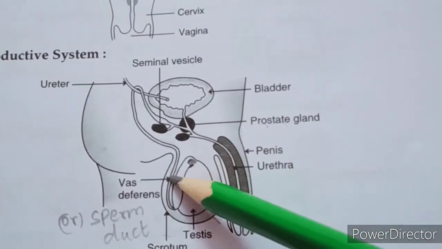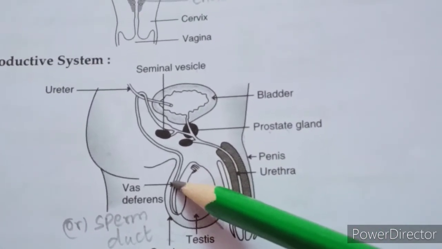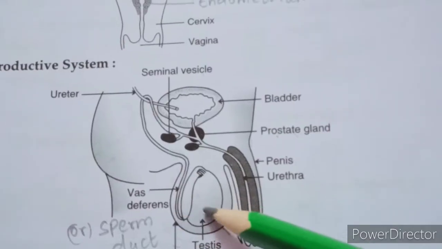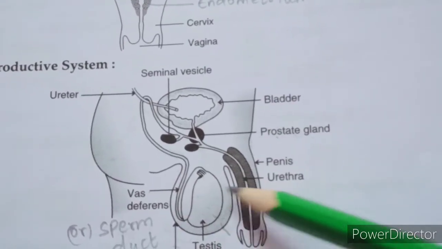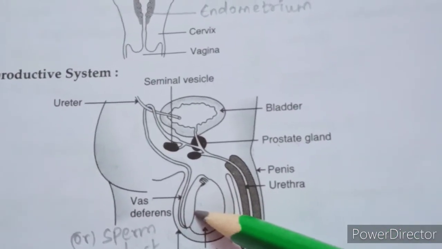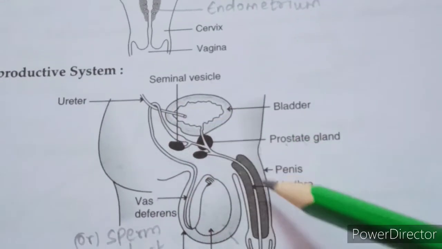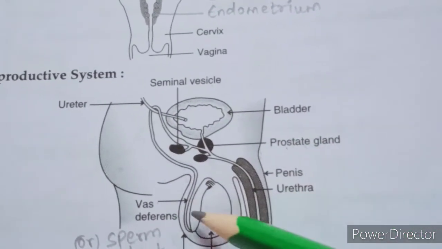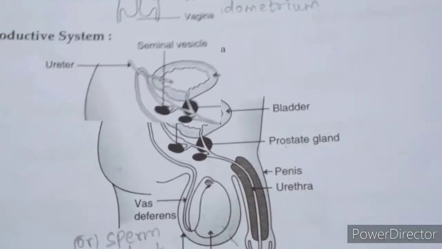Next, the vas deferens. It is a tubular part, also known as the sperm duct, which connects the testis to the urethra. It acts as a passage for the transfer of sperm from the testis and delivers the sperms to the urethra.